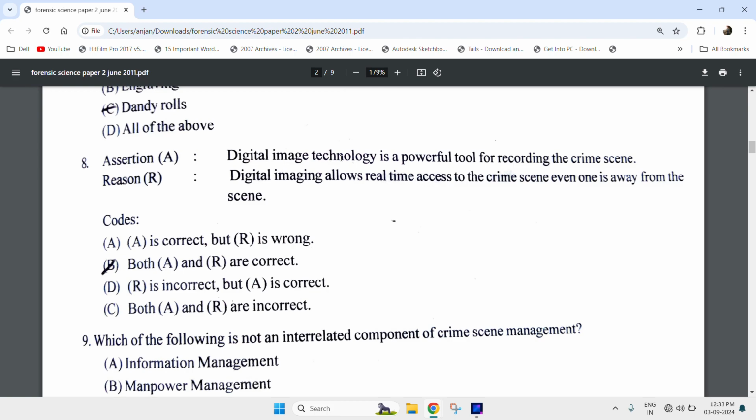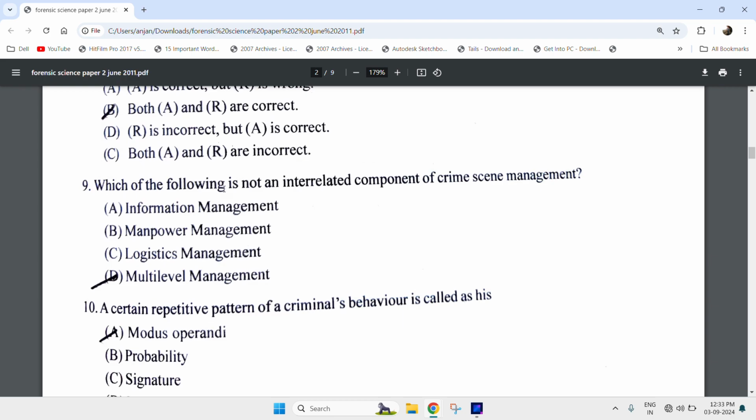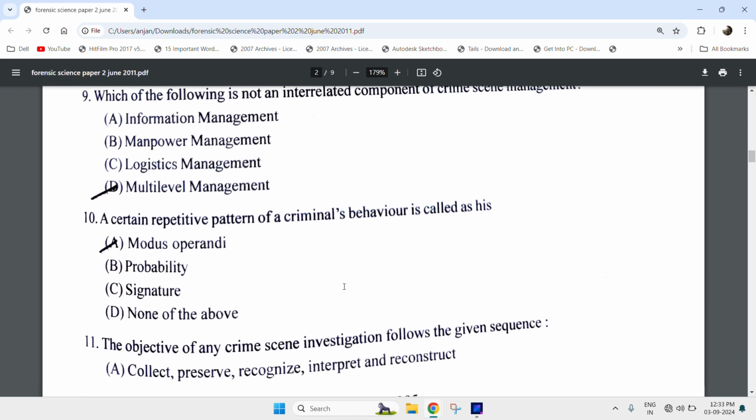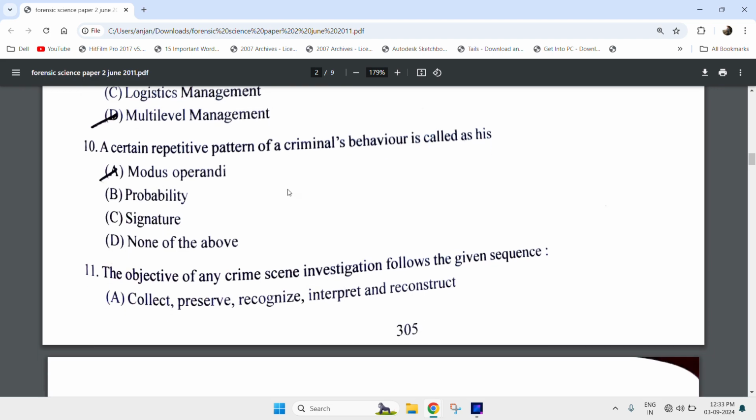Assertion A: Digital image technology is a powerful tool for recording a crime scene. Reason R: Digital imaging allows real-time access to the crime scene even if one is away from the scene. Both A and R are correct. Which of the following is not an interrelated component of crime scene management? Multi-level management. A certain repetitive pattern of criminal behavior is called modus operandi.